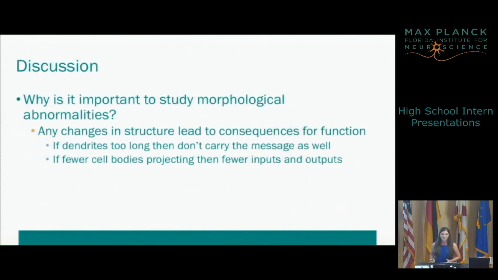So, what does this all mean? Why is it important to study morphological abnormalities? Why do we care if in the PTEN knockout the dendrites extend nearly twice as far? Well, it's important because any changes in structure can lead to consequences for function. In the case of PTEN, if the dendrites are too long, then they might not carry the message as well, which could result in the observed phenotype. And in the case of TBR plus-minus, if there are fewer cell bodies projecting, then that means there are fewer inputs and outputs, which could result in the trouble the mice have learning.